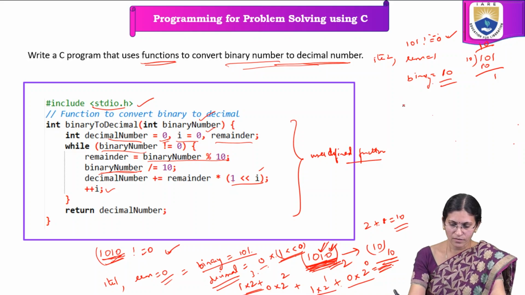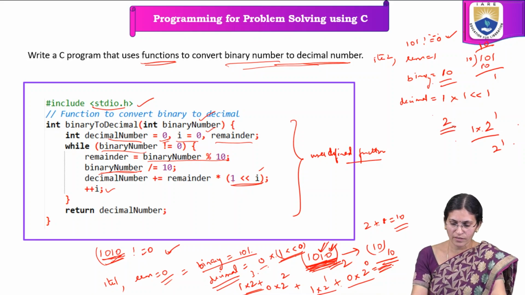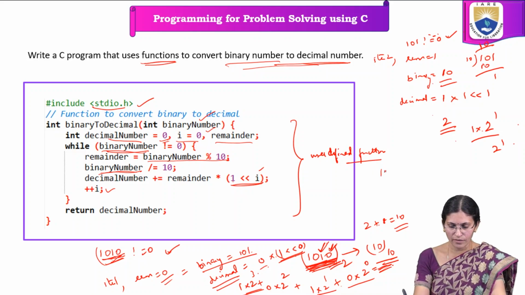After that, the decimal number is equal to remainder, which is 1, into 1 left shifted by 1, which is 2 power 1. So 1 into 2 power 1 gives the value 2. In this way, these steps will go on repeating. The while loop will go on repeating till the binary number is equal to 0, and finally we get the value as 10.